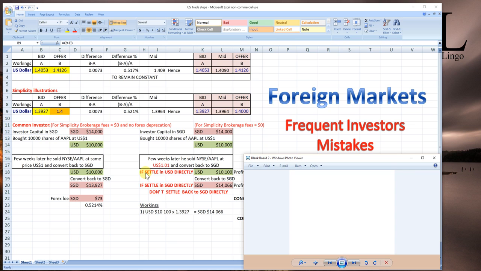If the investor were to convert it back to USD, he gets $10,100, and that's a good thing with the capital of 10,000.